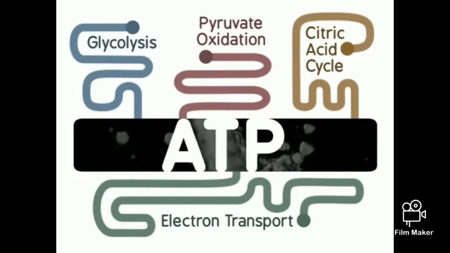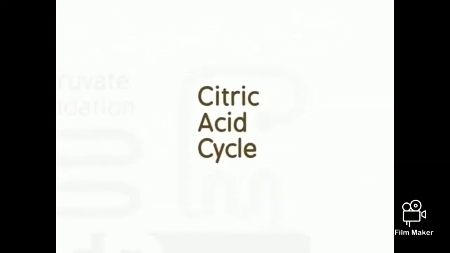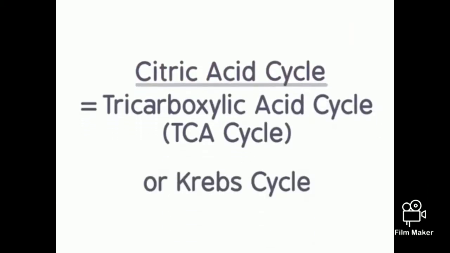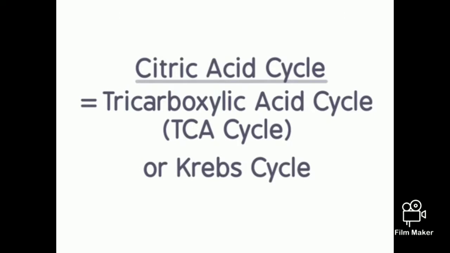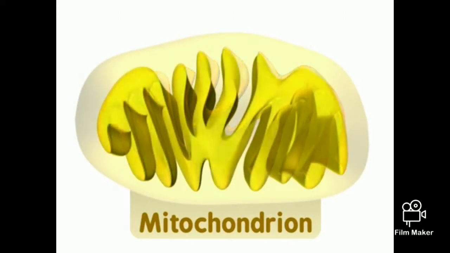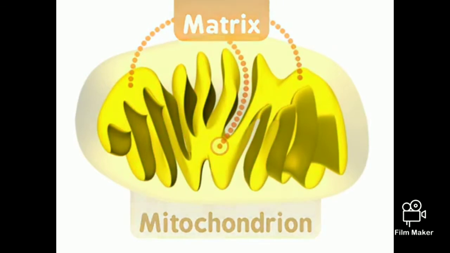In this animation, we will focus on the citric acid cycle, also called the tricarboxylic acid, TCA cycle, or Krebs cycle. The citric acid cycle takes place in the matrix, or fluid, of the mitochondrium. This is where mitochondrial DNA is found, and where fatty acid breakdown takes place.